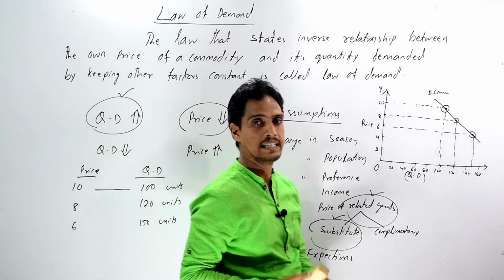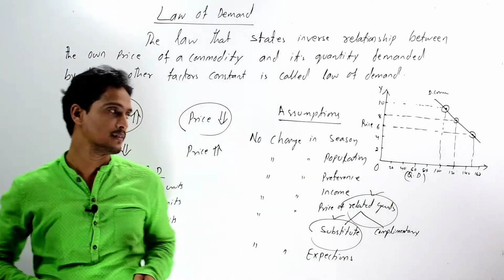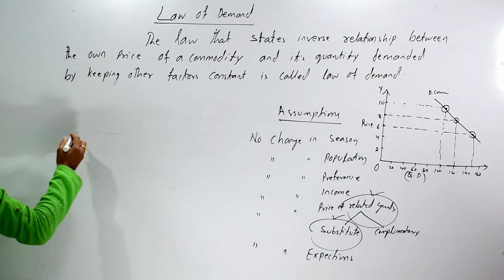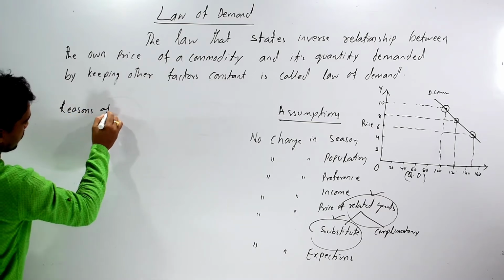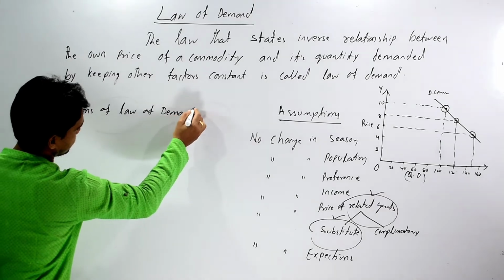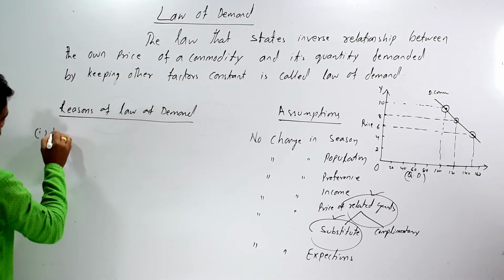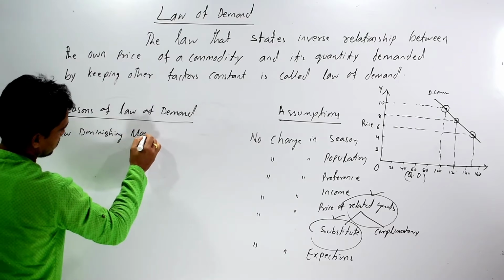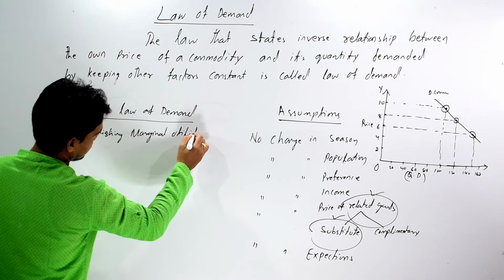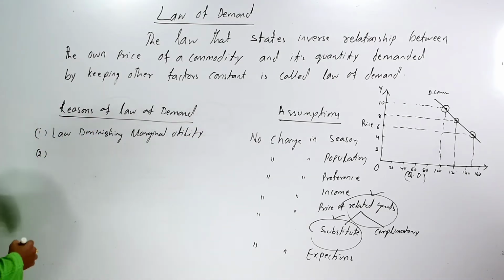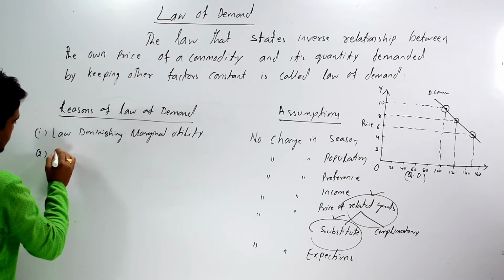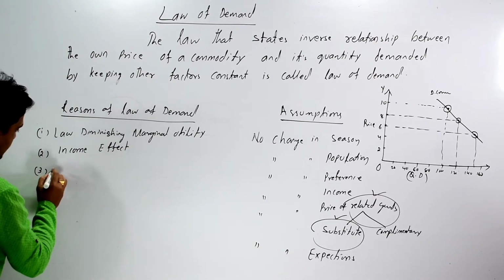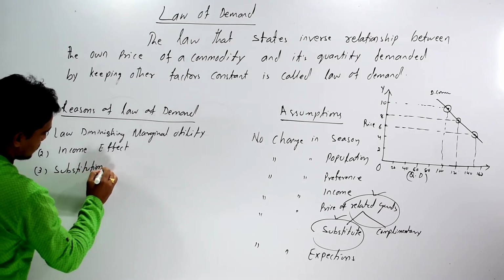Now come to the reasons of the law of demand. The various reasons for the law of demand are: the law of diminishing marginal utility; then the second is the income effect, or income of the consumer; then our third is the substitution effect.